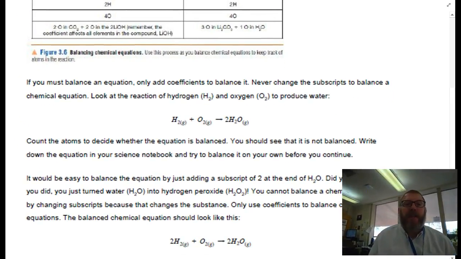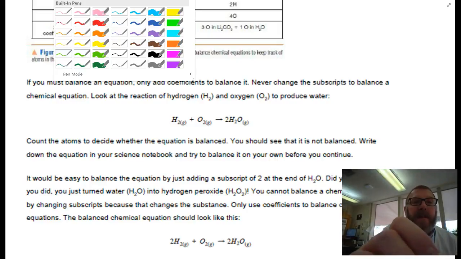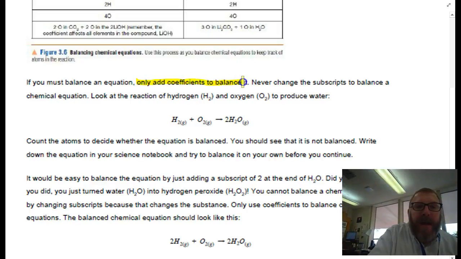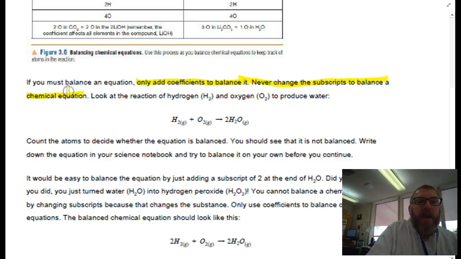If you must balance an equation, only add coefficients to balance it. That is so important. Only add coefficients to balance it. Never change the subscripts to balance a chemical equation. Look at the reaction of hydrogen, H2, and oxygen, O2, to produce water. So you'll notice that we have 2 hydrogens plus 2 oxygens is going to produce 2 waters. Count the atoms to decide whether the equation is balanced. You should see that it is not balanced. So just pause for a moment and count while we wait.